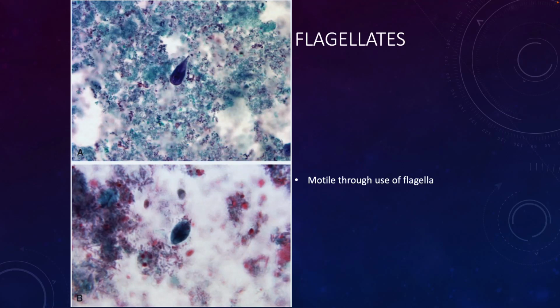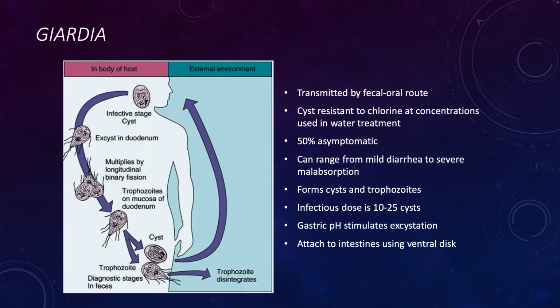Our next group of unicellular parasites are the flagellates, and they are flagellates because they are motile through the use of flagella. So instead of pseudopods, they use flagella to move. And the first genus we'll discuss is Giardia.